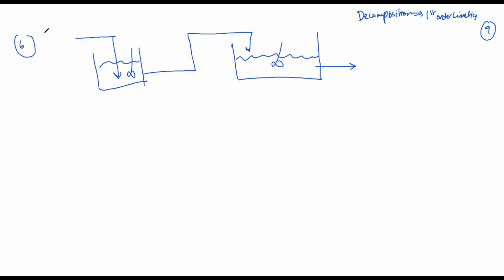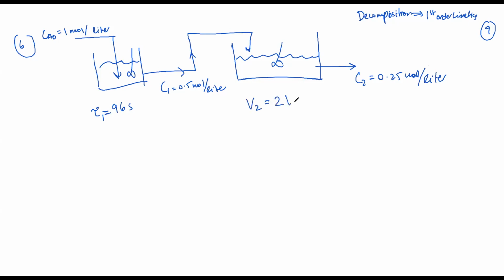Something to remember. I'm being told CA naught is equal to 1 mole per liter. I'm given C1 is 0.5 mole per liter, and C2 is equal to 0.25 mole per liter. I also know that tau 1 is equal to 96 seconds, and V2 is equal to 2V1. Because it's first order kinetics, I have minus RA is equal to K CA. I need to find K.